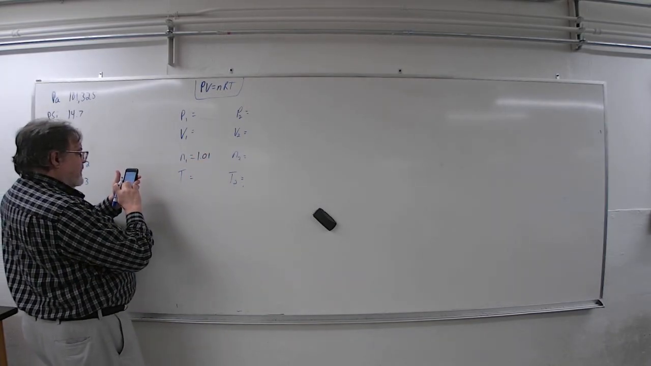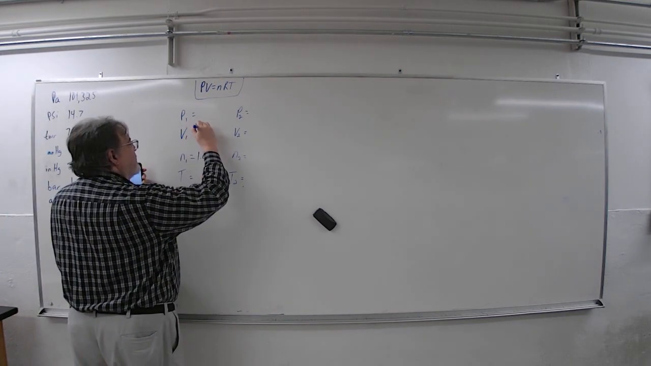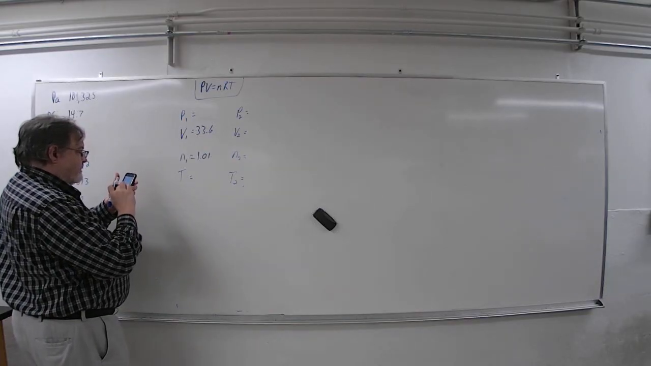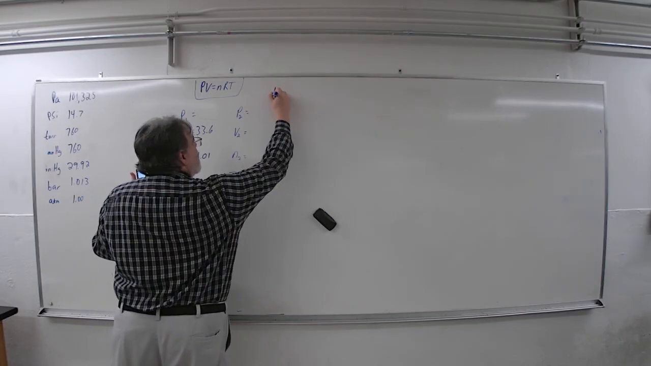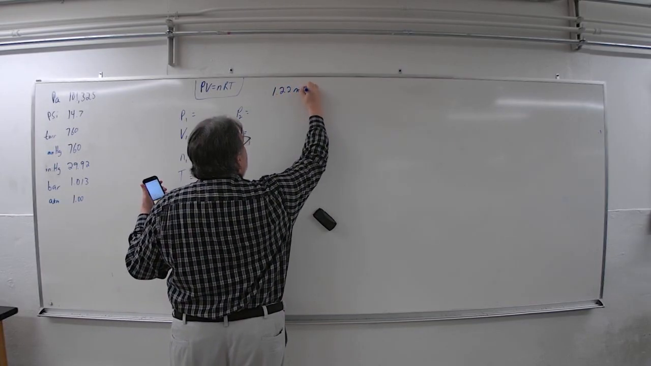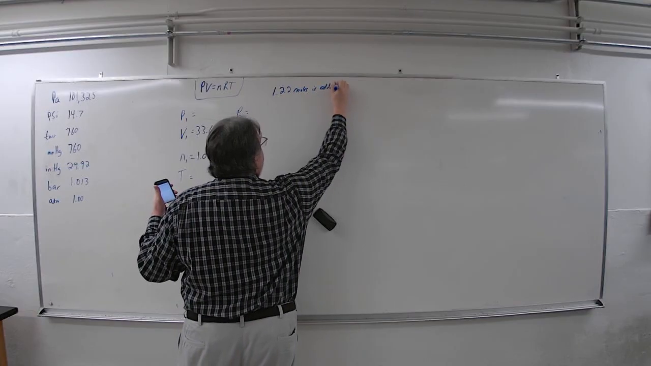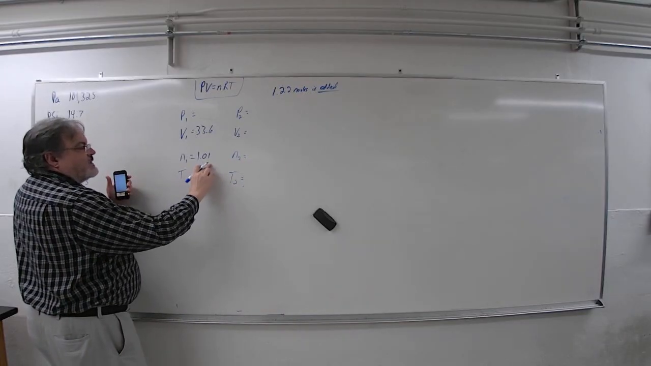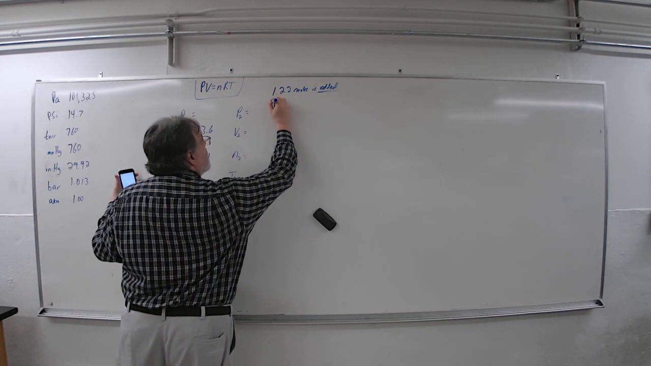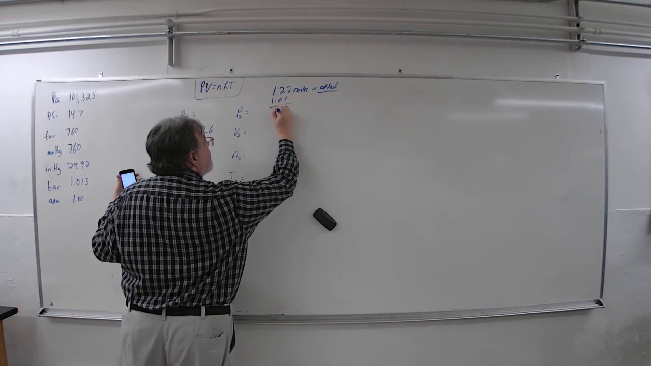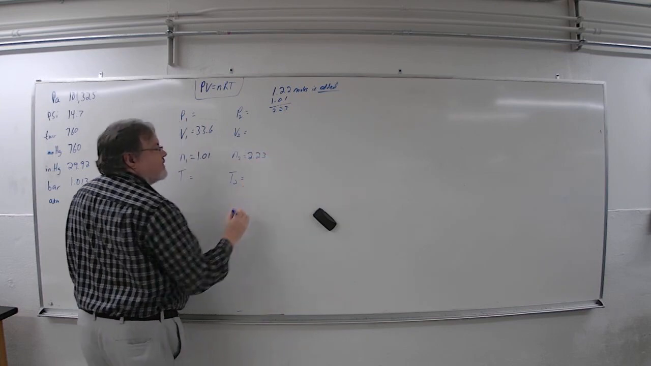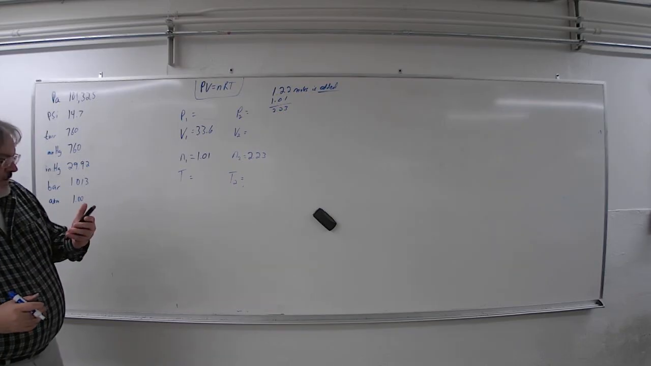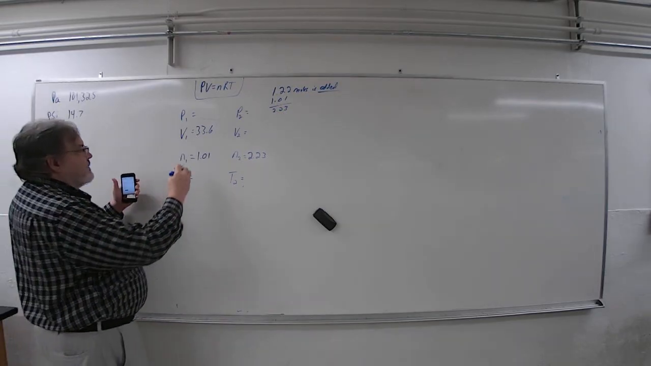Okay, a balloon has 1.01 moles. It occupies 33.6 liters. 1.22 moles are added. So I'm not going to put 1.22 here. I'm going to have to add it to this. So 1.22 plus 1.01, 2.23. See what I'm saying? That's what's added. That's not the new result.